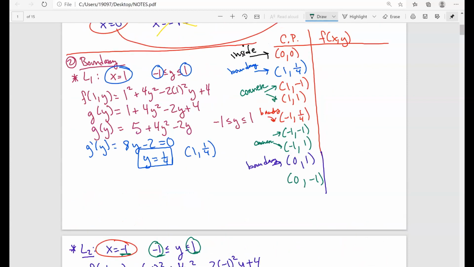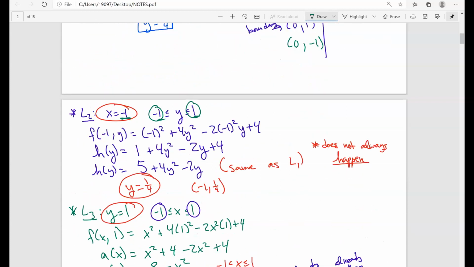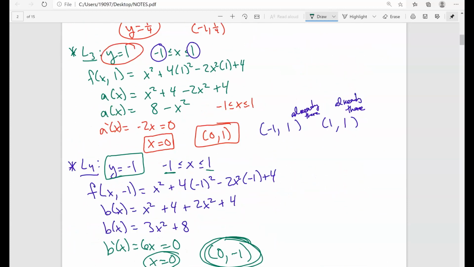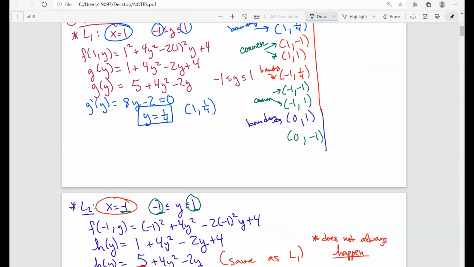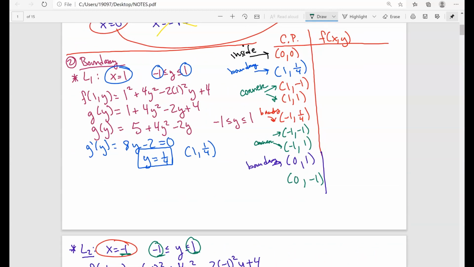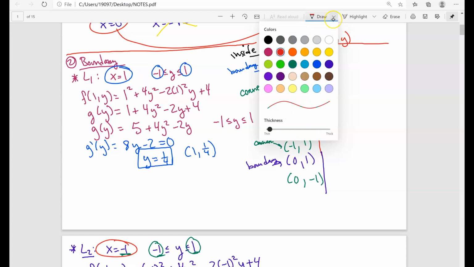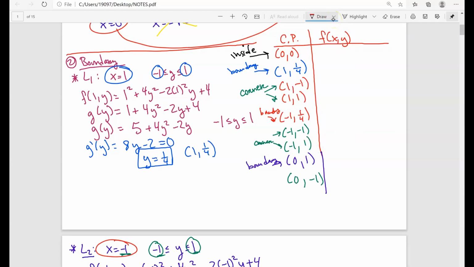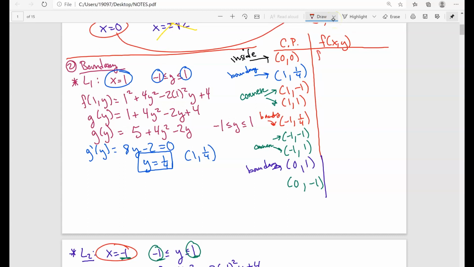Okay, so now comes the fun part. So now we're finally done. We're done with finding everything. Now what we got to figure out is what exactly all of these things are. Choose a different color. Okay, so let's go ahead and put in the function values. So the first thing that we're going to do is plug in 0, 0 into the function. And I already did this ahead of time, so this is going to be 4.